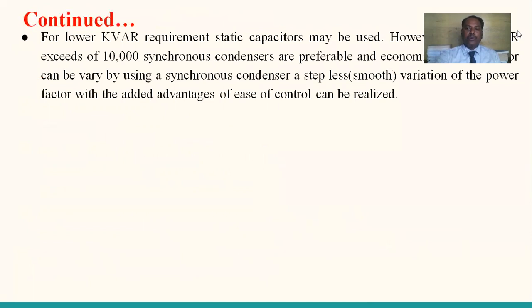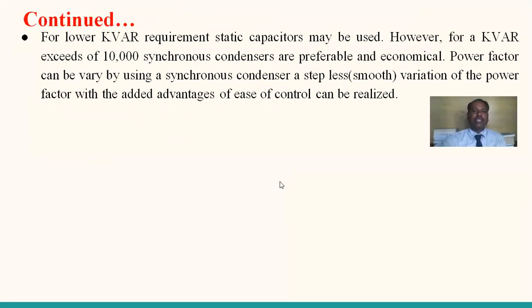So when you go for static capacitors or synchronous condensers, it is based upon the kVA requirement. For lower kVA, static capacitors may be used. When the kVA requirement exceeds 1000 kVA, synchronous condensers are preferable and also economical. Power factor can be varied by using a synchronous condenser, a stepless, smooth variation of the power factor. The added advantages of automatic control can be realized.